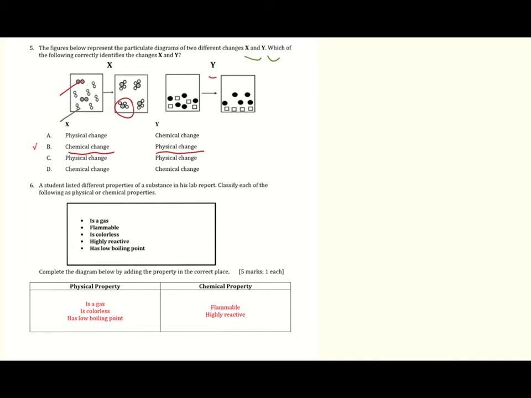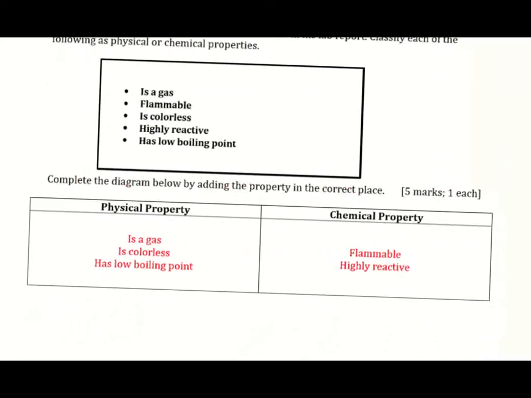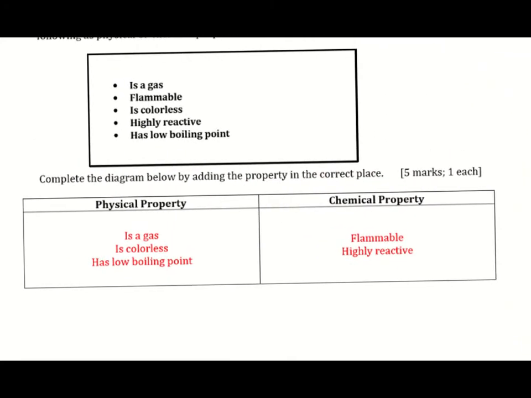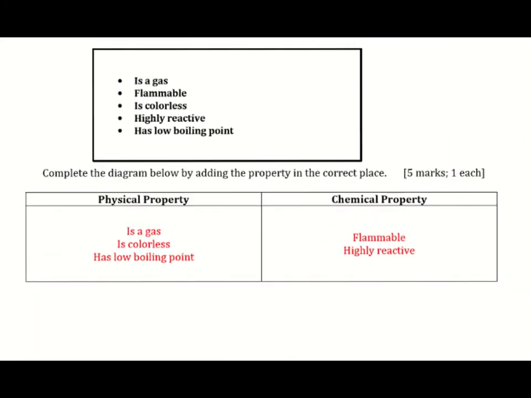A student listed different properties of a substance in his lab report. Classify each of the following as chemical or physical properties. Gas, so I am just describing it, right? Gas, I didn't say any chemical reaction, it is just physical. Flammable, so burning, it's chemical. Colorless, physical. Highly reactive, chemical. Low boiling point, physical. So you are going to fill the table here.